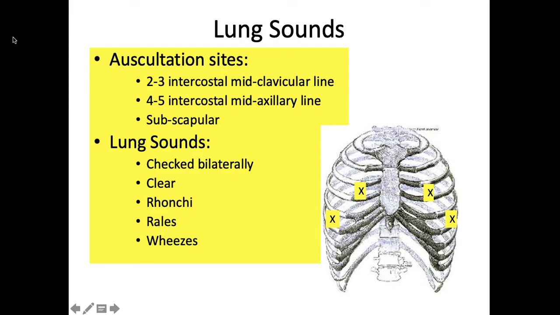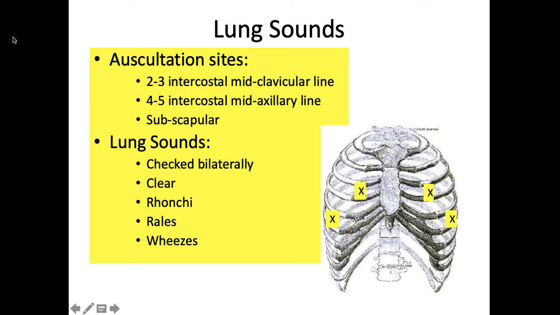So you should have 6 fields, and you should have listened to all 6 fields and compared left and right to see what you hear, essentially. What you should hear if they have healthy lungs with no problems is clear lung sounds, which means you'll hear air moving in and out. It's like rushing through tubes or tunnels, which is exactly what's kind of happening.